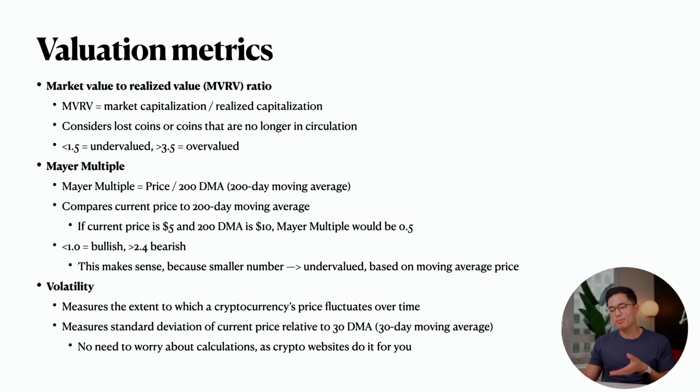This is basically going to measure the extent to which a cryptocurrency's price fluctuates over time. And it's measuring the standard deviation of the current price relative to the 30-day moving average. I know that some of these might seem a little bit confusing. Don't really worry too much about how they are calculated. A lot of the crypto websites are going to calculate them for you and just show you the number. Basically, you just want to know what they mean and how to interpret it.